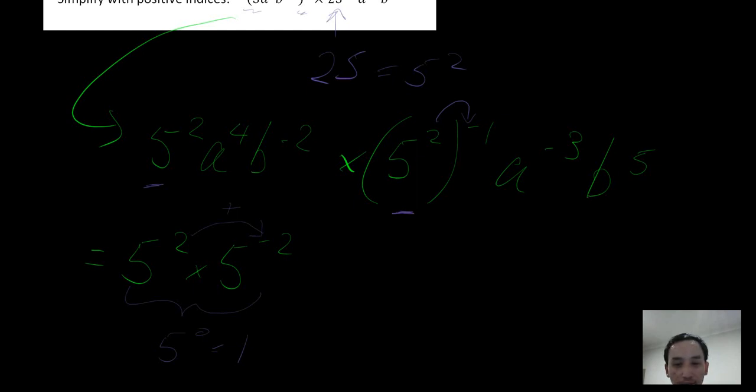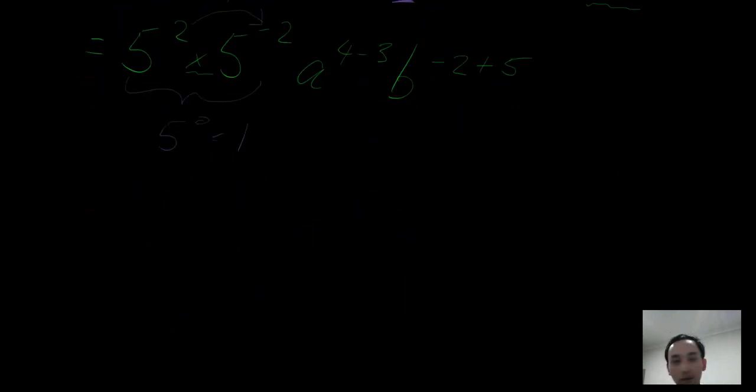So now we have a to the power of 4. And now we're going to do a similar process here, where back over here we just multiplied the two exponents which have the same base. And when you do that, you add the indices. So the 4 is going to be added with the negative 3, which means 4 minus 3. And we also have the b to the power of negative 2, and we're multiplying by this b to the power of 5, which means we're going to be adding 5.